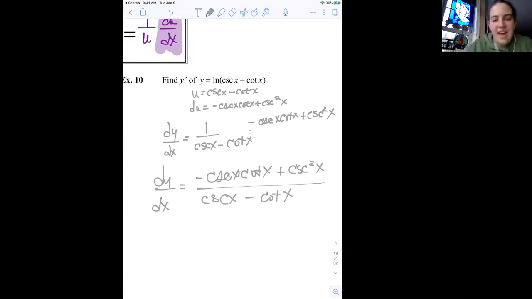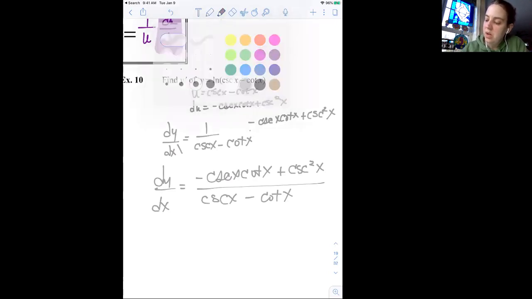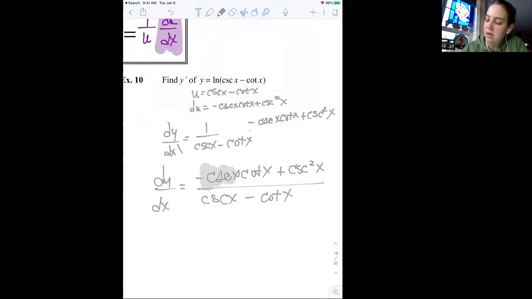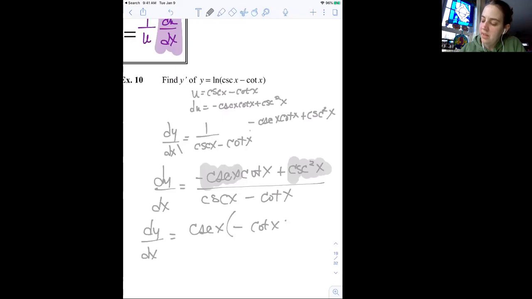Now, when I look at this, yeah, we did the calculus, it's all there. That's terrible handwriting. But is there anything we can do in the numerator? When I'm looking around, I see a cosecant here. There are actually 2 cosecants here. So I'm thinking I'm going to factor one of those out. So dy/dx is cosecant x. We'll leave the negative in there. Negative cotangent x plus cosecant x all over cosecant x minus cotangent x.